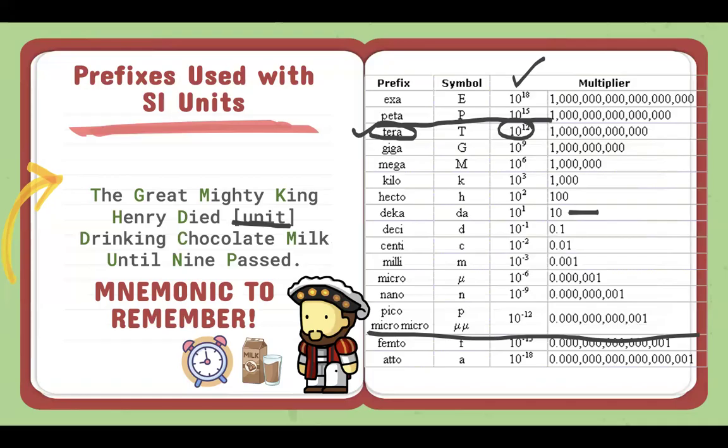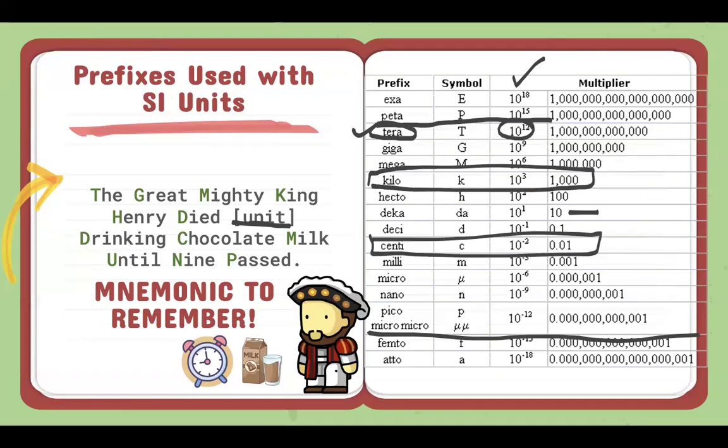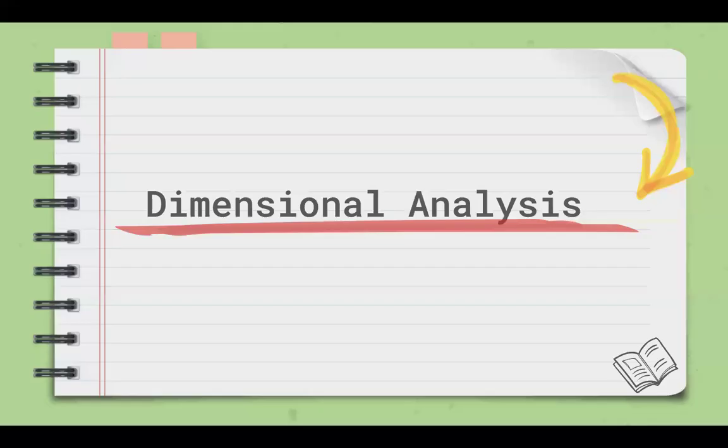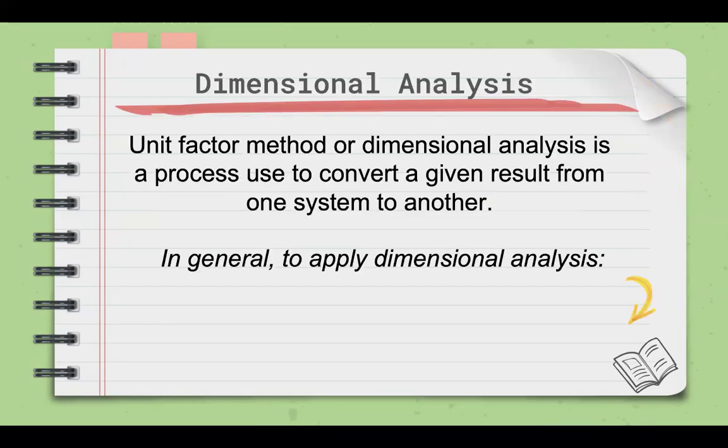And this will help us also in getting measurements. But most specifically, the ones that are commonly used here are kilo, or 10 raised to 3, and also centi, 10 raised to negative 2, or 0.01. Let's see how we can use this later on in our measurements. Now let's do some dimensional analysis on how we convert one measurement to another. So dimensional analysis is used to convert a result from one system to another, or it can be the same system with a different unit of measurement.